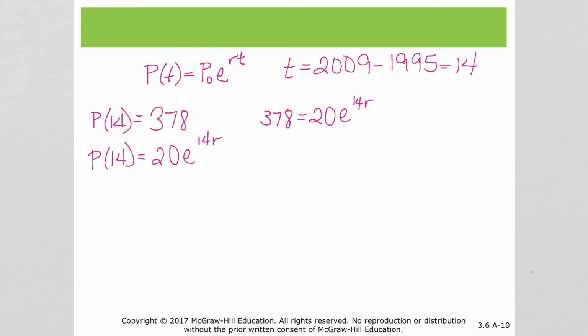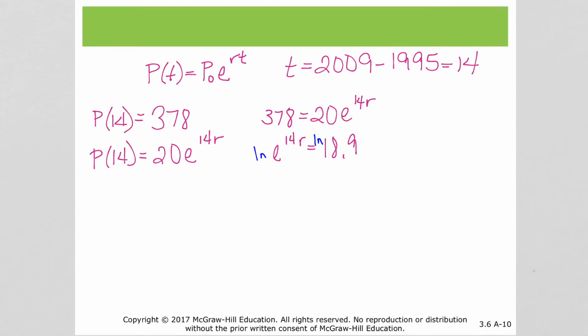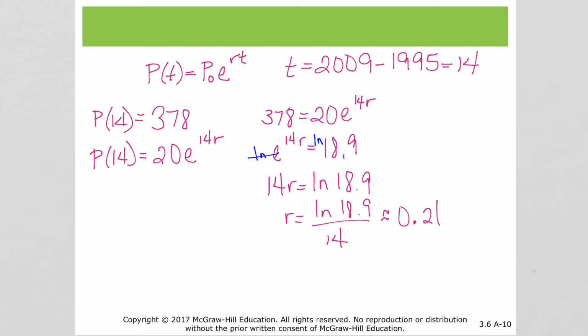Then we just solve for r. So divide both sides by 20. e to the 14r will be 18.9. And then to get rid of the e, we'll natural log both sides. So 14r is equal to the natural log of 18.9. So r is the natural log of 18.9 divided by 14, which is approximately 0.21. What is that 0.21? Well, that is the rate of increase.